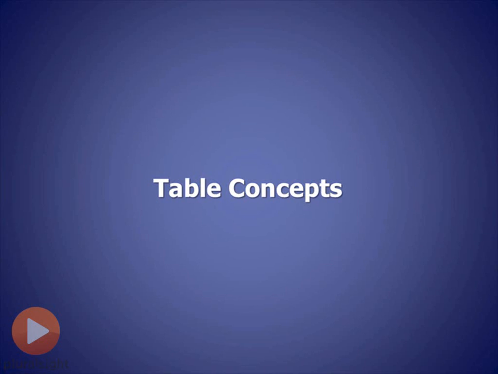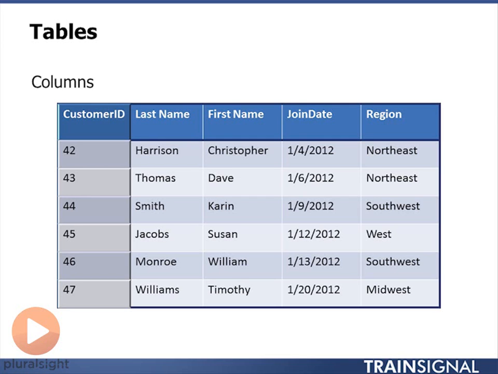Let's roll in and take a look at that core component, that core object that we have, which is our tables. Let's start our discussion of tables with one of the core components of a table, and that's going to be a column. Columns describe the data that's going to be stored inside of a database.